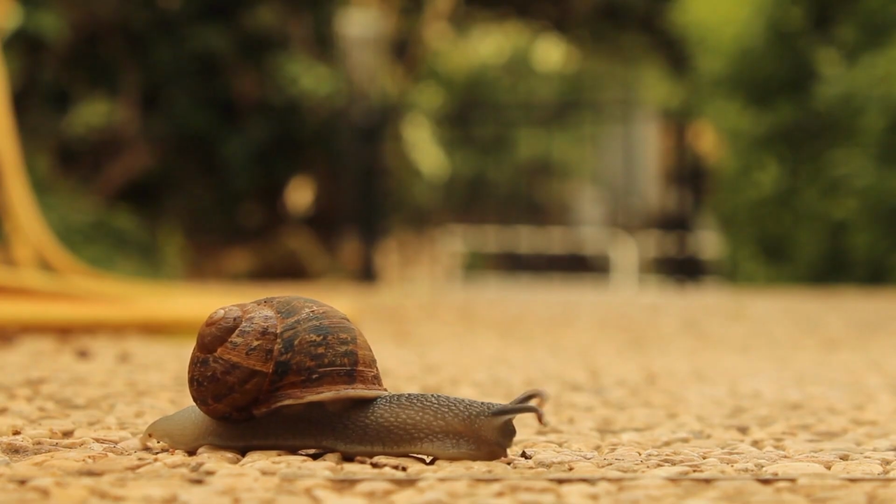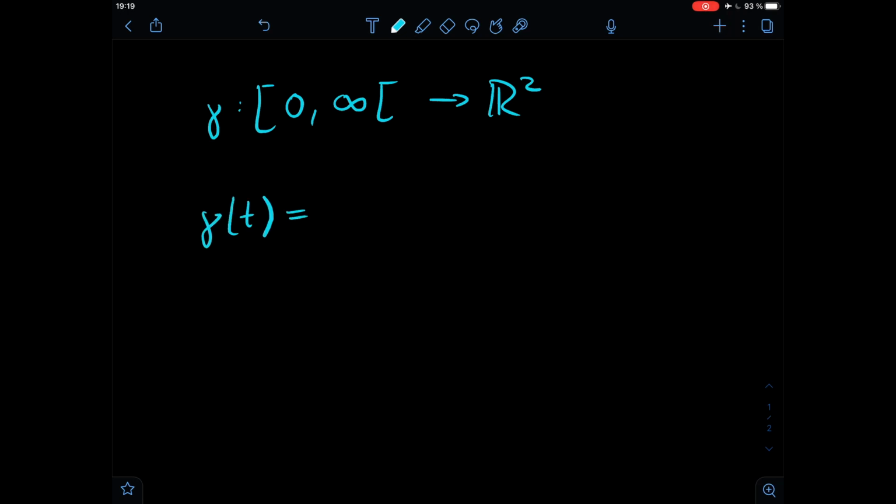So what we're going to do is we're going to take a look at a very simple logarithmic spiral with the following parametrization. So we have gamma, which is defined on the interval from 0 to infinity, and the whole thing maps onto R squared because our spiral will be in the two-dimensional plane, and the parametrization itself will be dependent on the parameter t, and we have an x and a y coordinate, so we have a two-dimensional vector, and it will be e to the power of minus t times cosine of t and e to the power of minus t times sine of t.